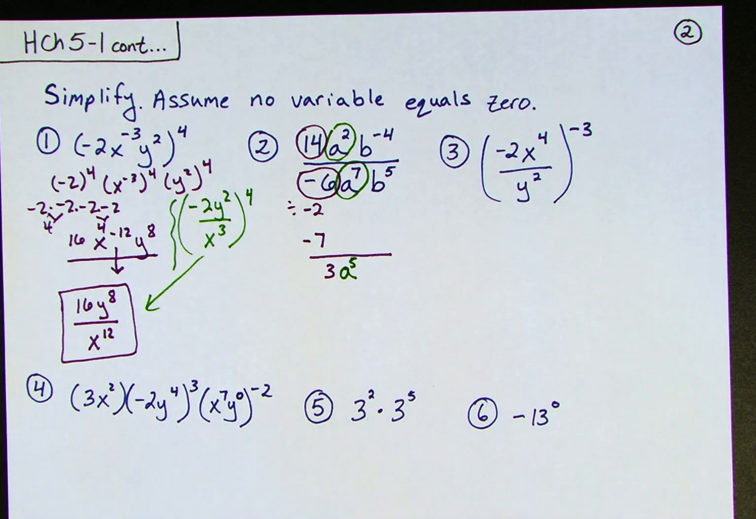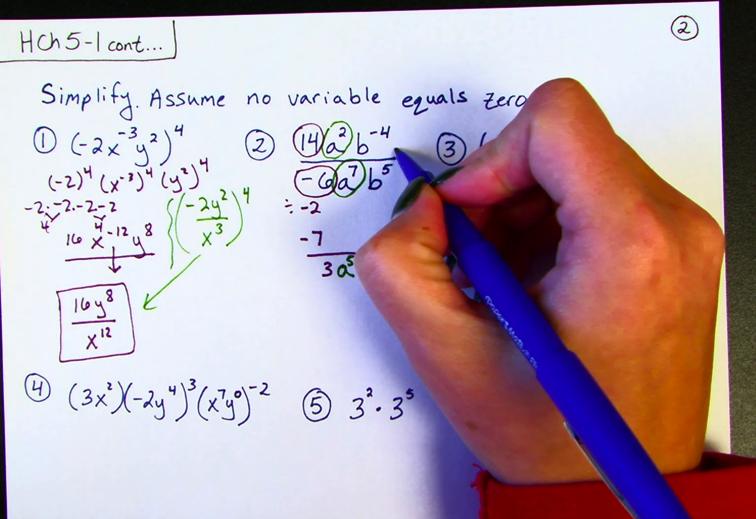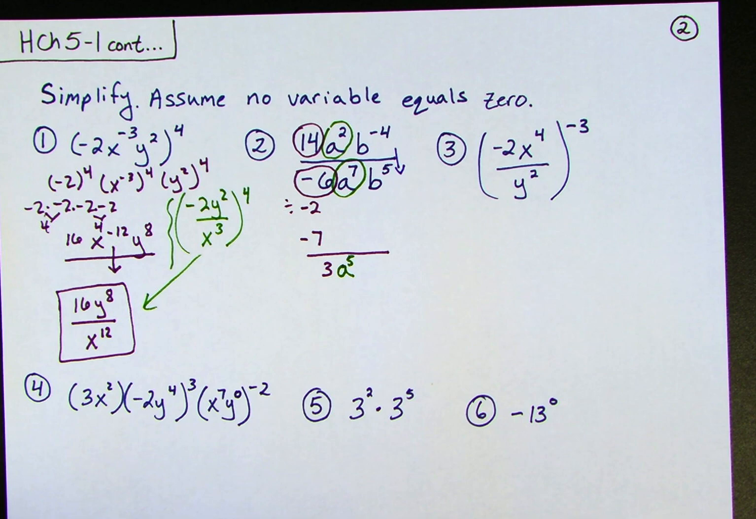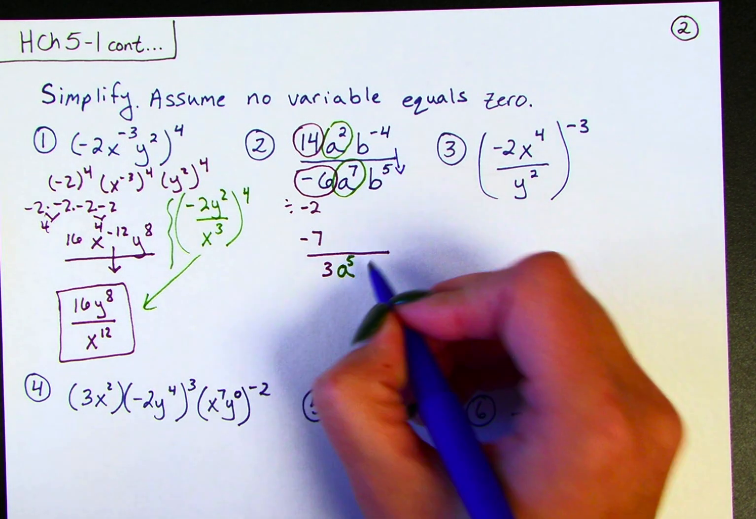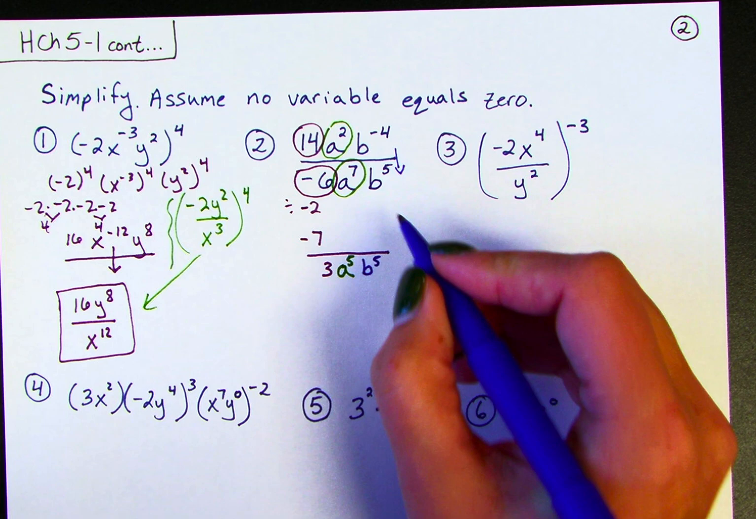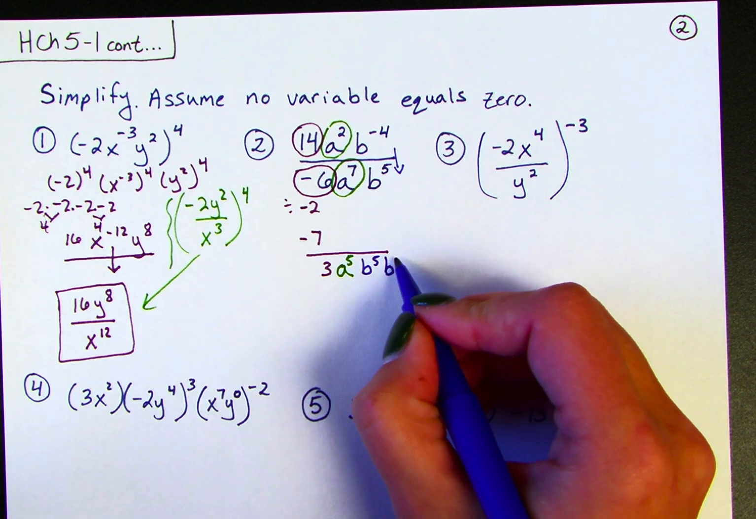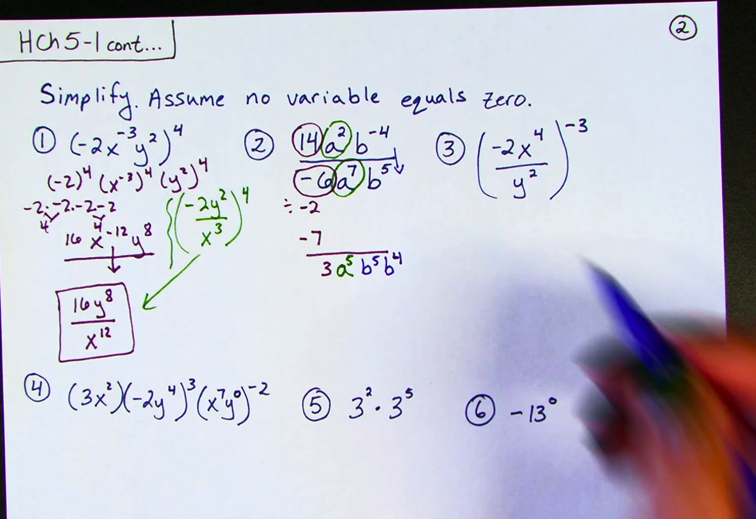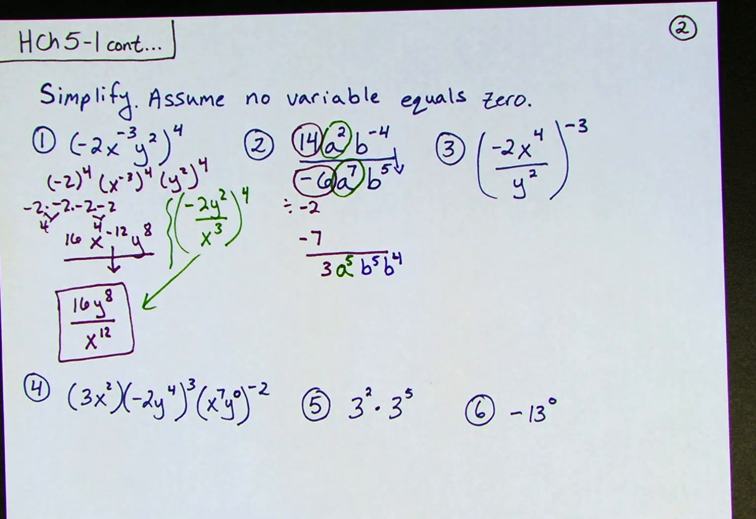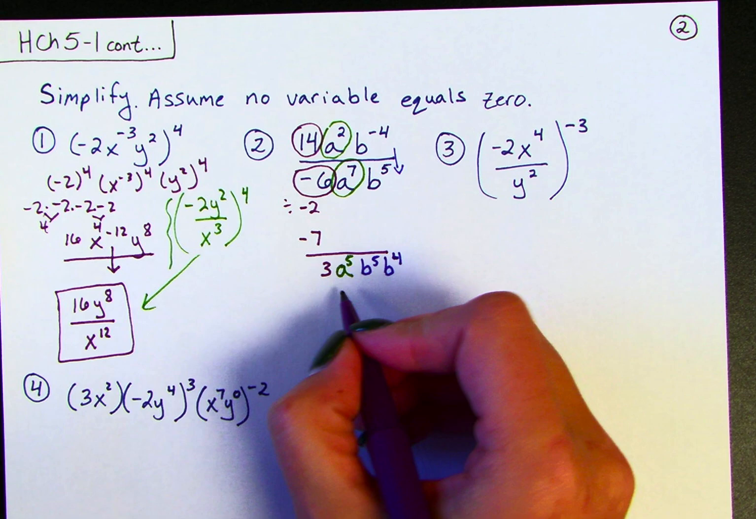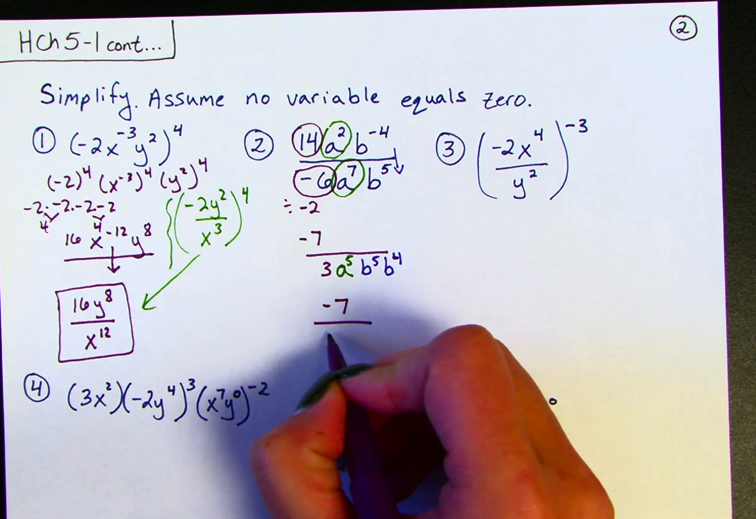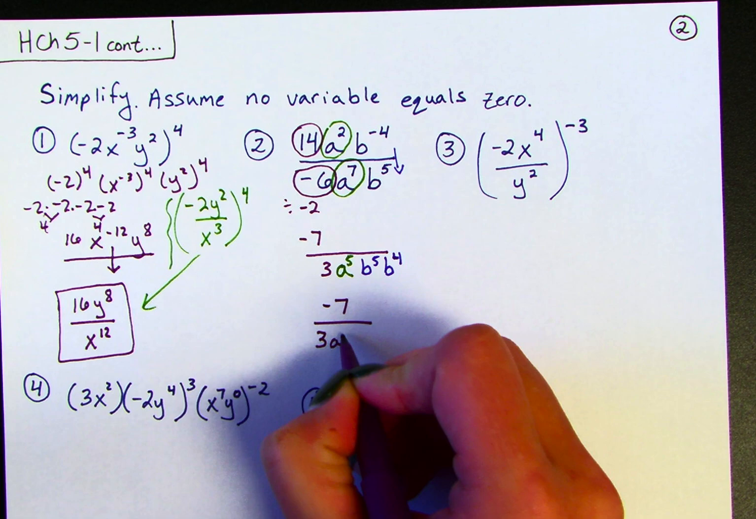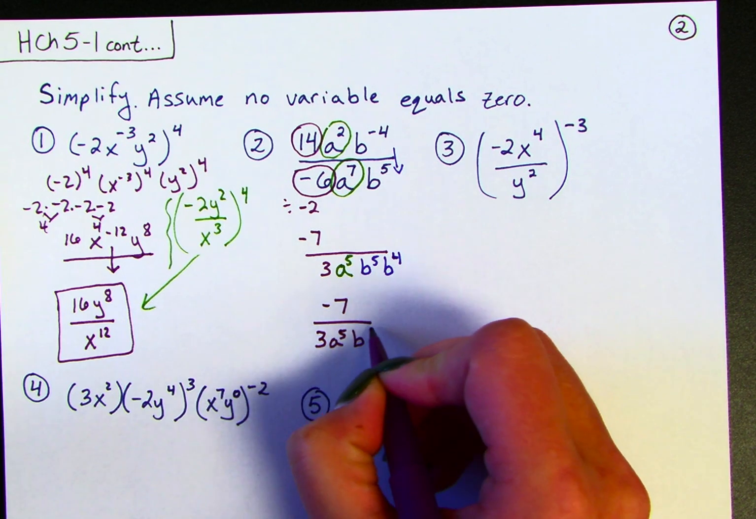And then in the next group with b as our base, since this is negative, that means that I should be moving it down to the denominator to make it positive. So I will still have b to the 5th, and then I'm bringing down that b to the negative 4, so it's going to become a positive 4. And then I have the same base in the denominator, so that means that I'm using my exponent rules to add those together. So my final answer for this will be negative 7 over 3a to the 5th, b to the 9th.